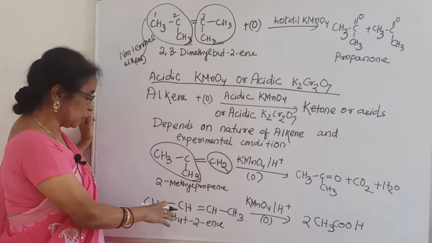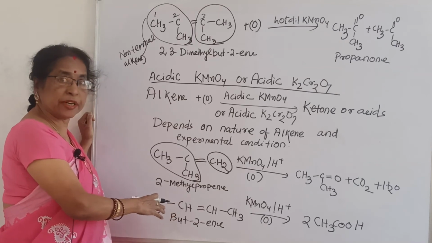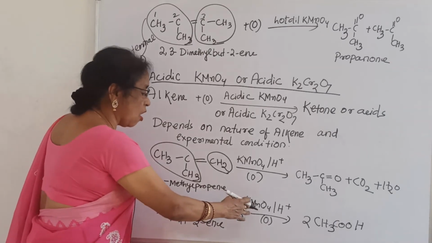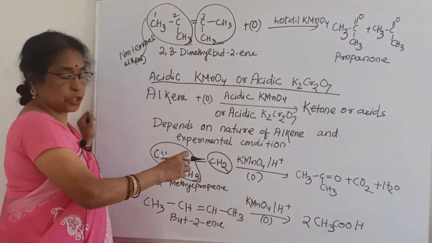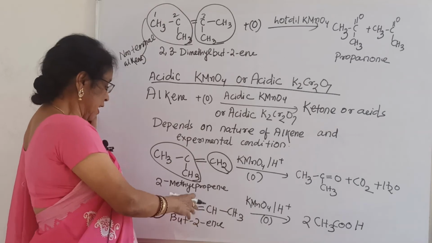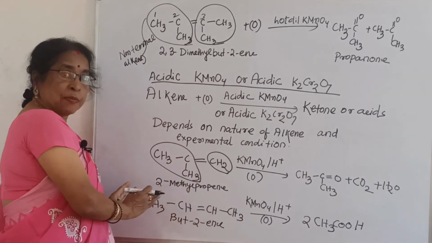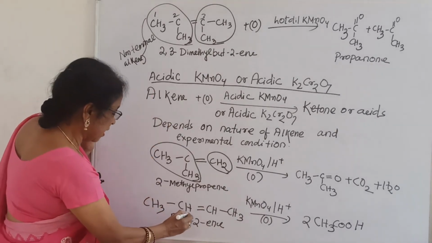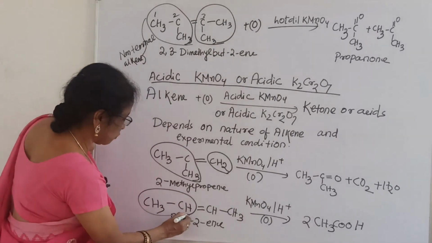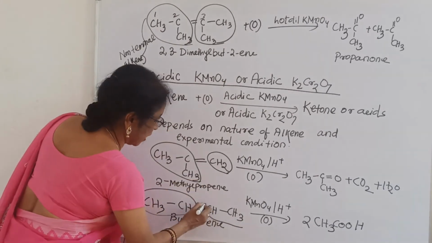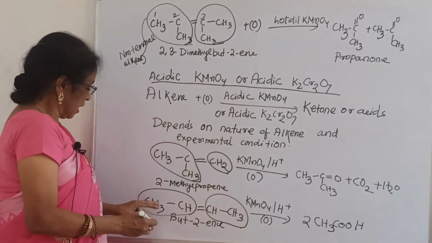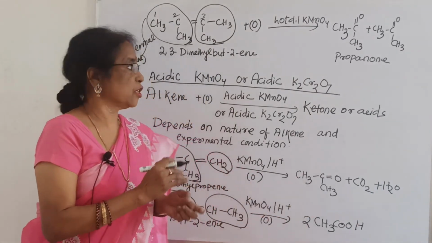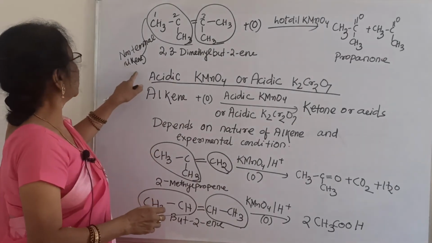Now here but-2-ene: it is a symmetrical alkene and a non-terminal alkene, and you take acidic KMnO4, so oxidation takes place. Then what happened? Here similar carbon and hydrogen are present on the right side and left side. So this forms one acid, and this forms one acid. What is that? CH3COOH. Again see, this is a non-terminal alkene.